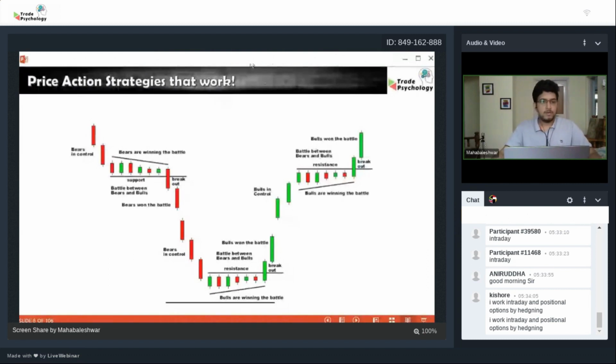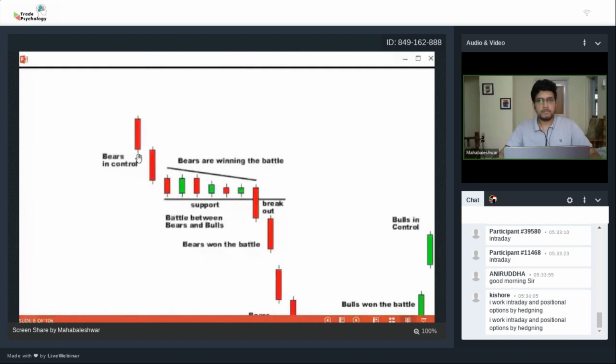So basically, what exactly is price action? You can see that we have the green and the red candles. But when you closely observe this, what happens is when there is a bearish day, there will be a sharp fall in the market in the morning session. And after that, we may see some consolidation. So this is a battle between the bulls and the bears.